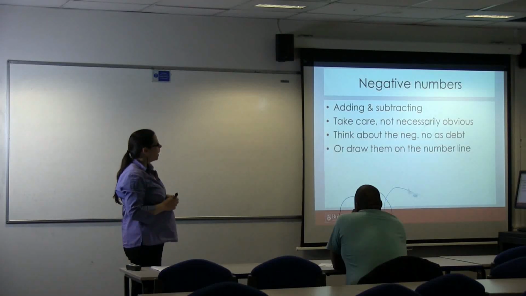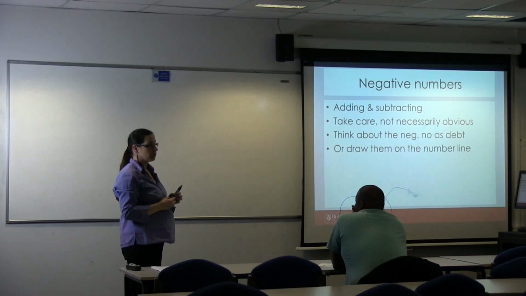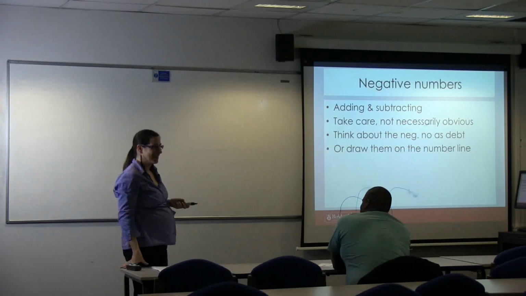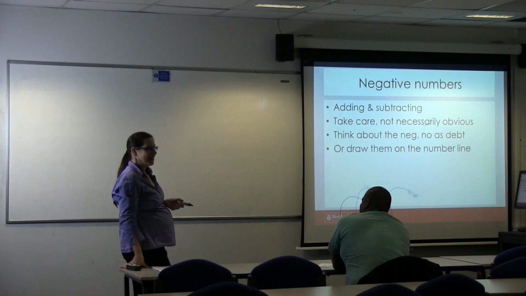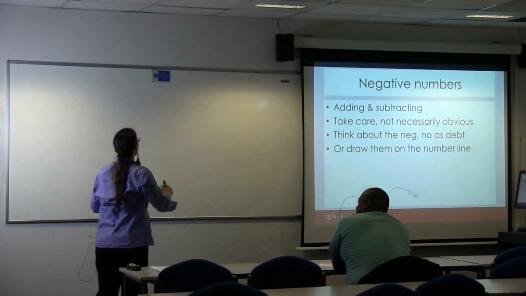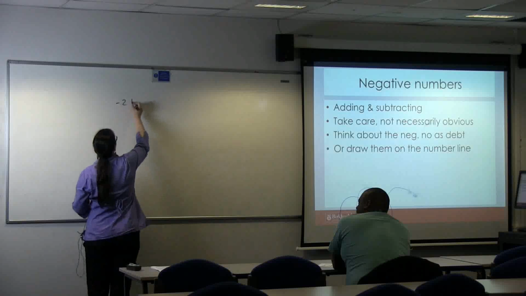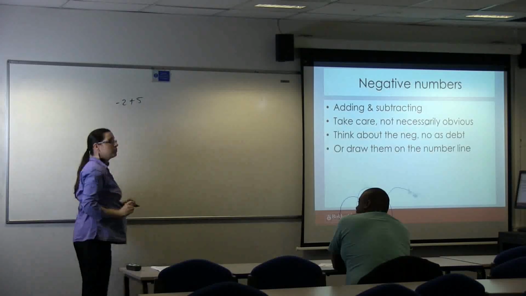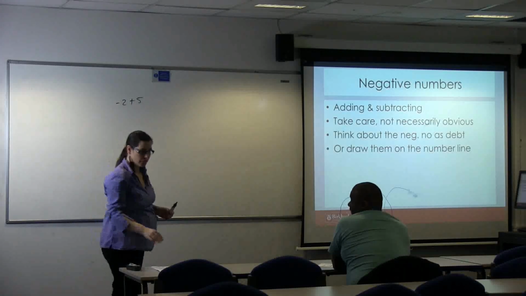So, negative numbers. When adding and subtracting negative numbers, what do we know about that? Generally, the basic rules like minus, plus, minus, plus. Is that always true when adding and subtracting them? For example, if I've got minus 2, add 5.